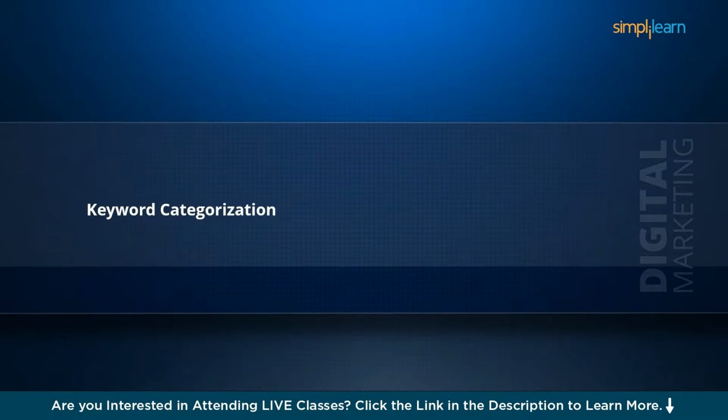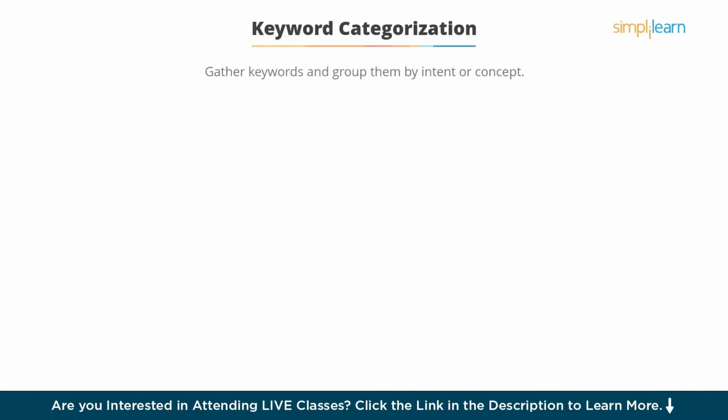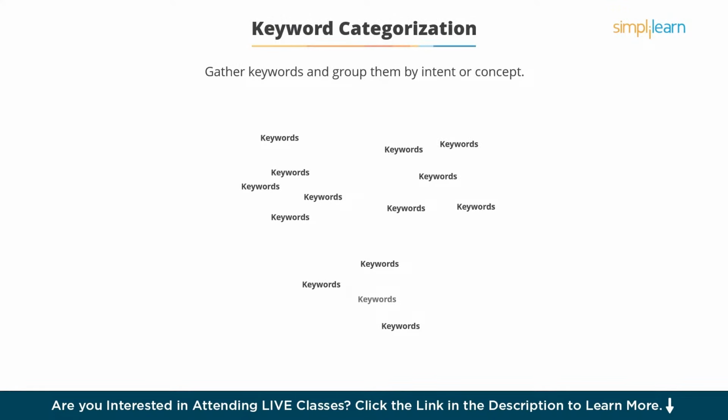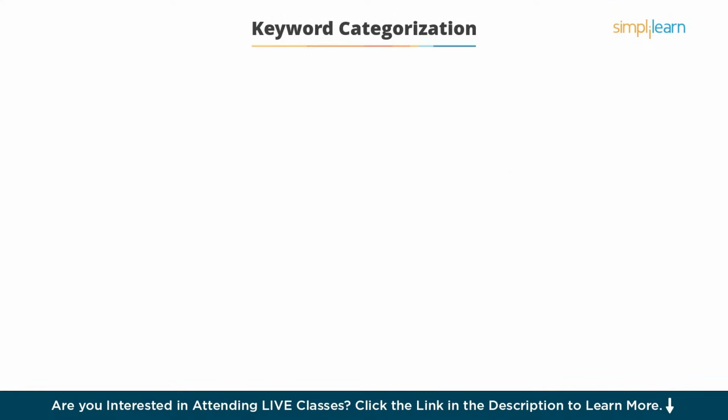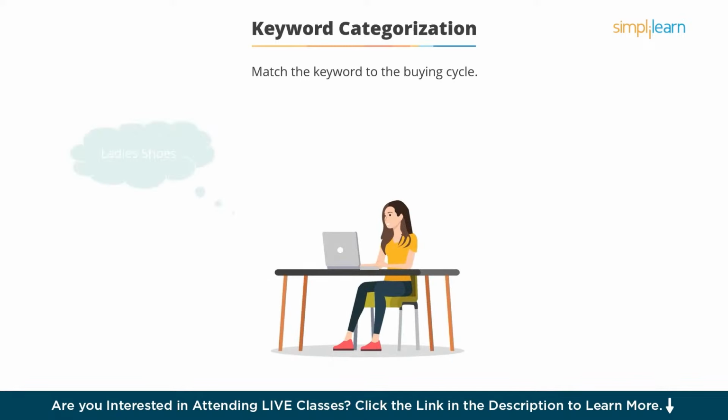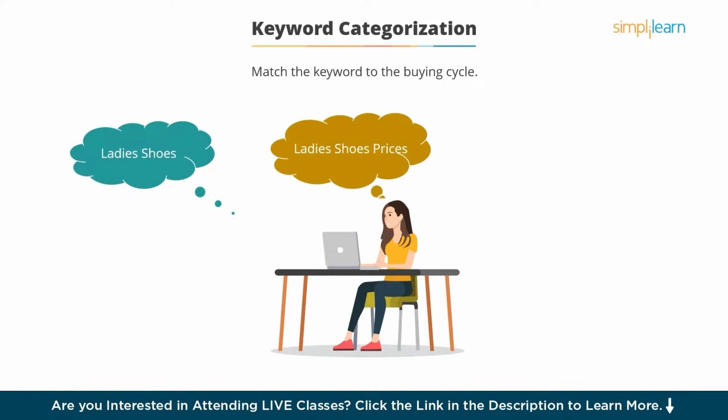Categorize your keywords by intent, idea, or concept. We start by simply gathering as many keywords as possible, then grouping them by intent or concept. After that, can you match the keyword to the buying cycle? How do people search when they first need your product? How do they modify the search as they look for more information and comparison? Then, how do they search when they are ready to buy or contact a vendor?